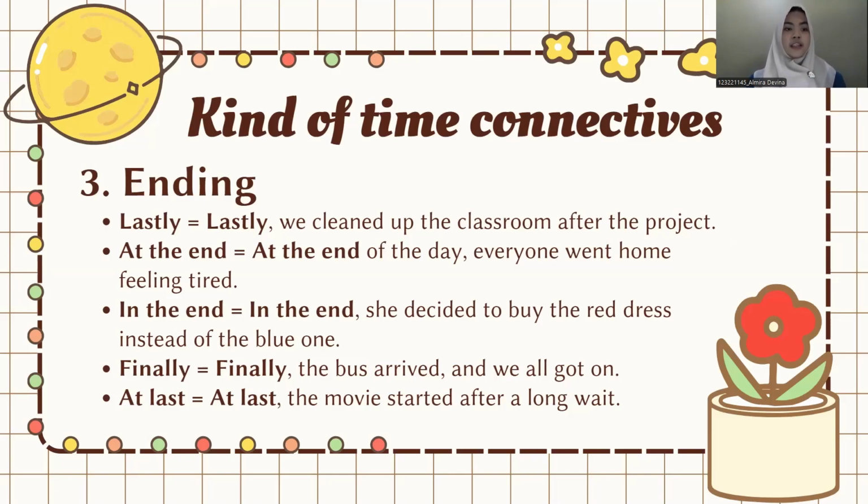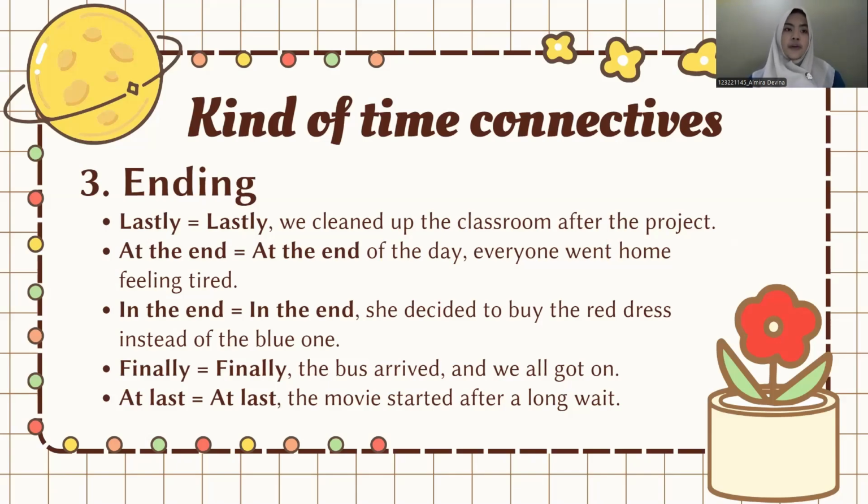And number three is in the end. The example is in the end, she decided to buy the red dress instead of the blue one. Number four is finally. Finally, the bus arrived and we all got on. And the last one is at last. The example, at last, the movie started after a long wait.